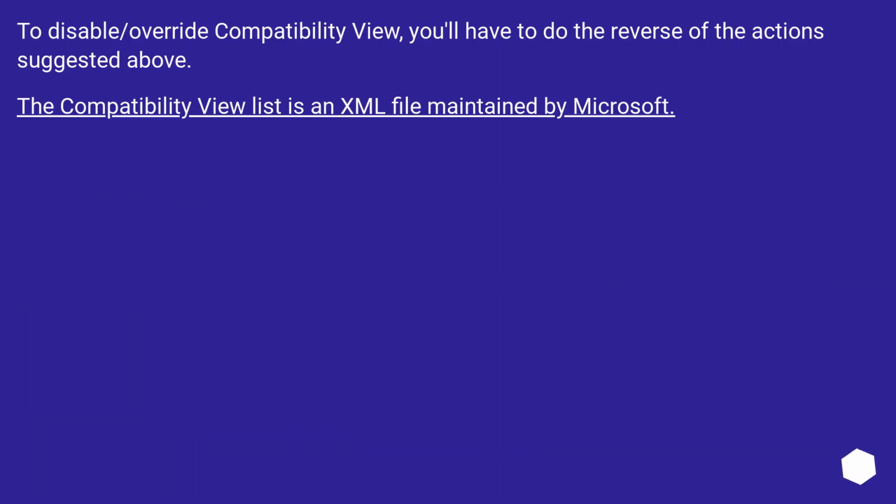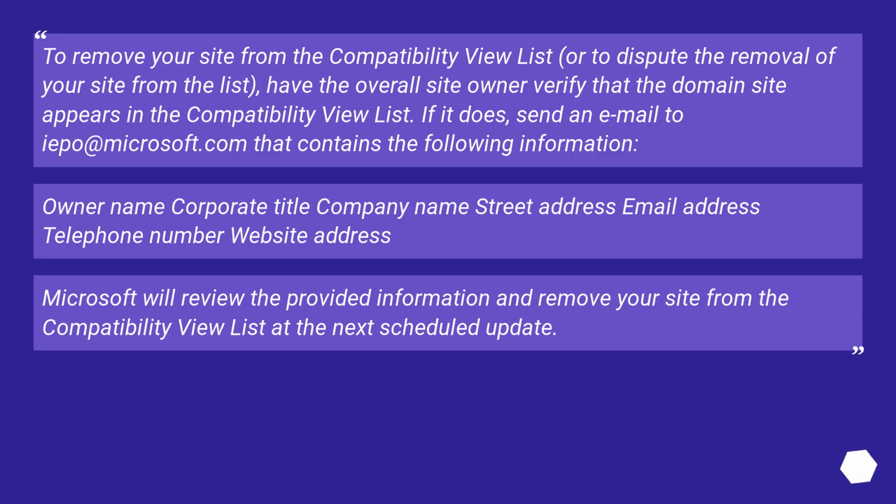To disable or override Compatibility View, you'll have to do the reverse of the action suggested above. The Compatibility View list is an XML file maintained by Microsoft. To remove your site from the Compatibility View list, or to dispute the removal of your site from the list, have the overall site owner verify that the domain site appears in the Compatibility View list.